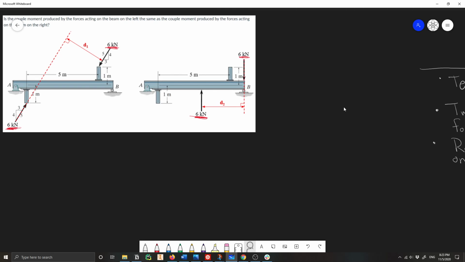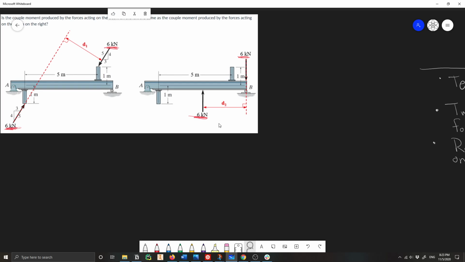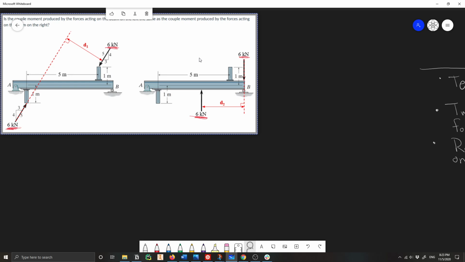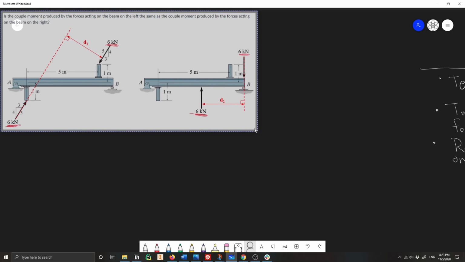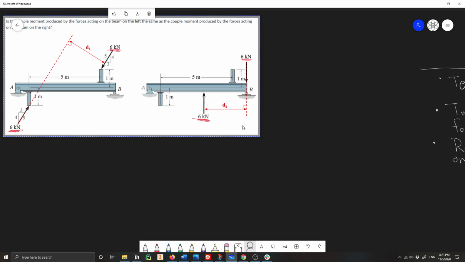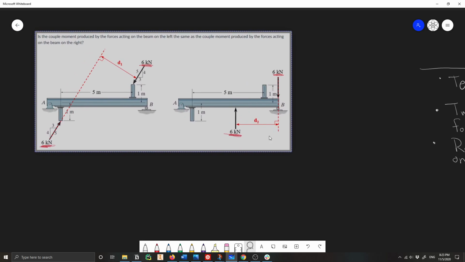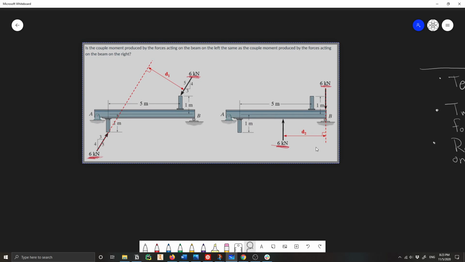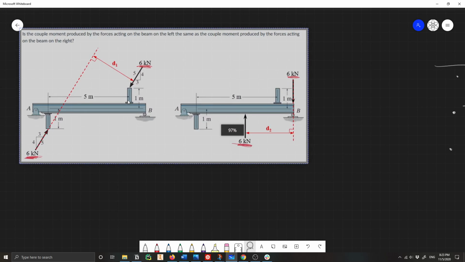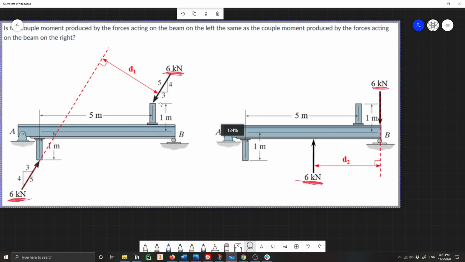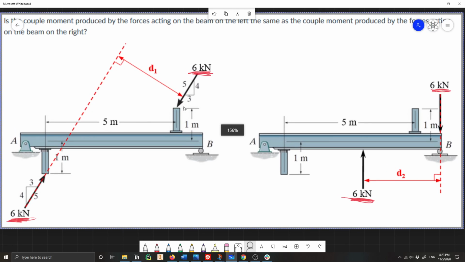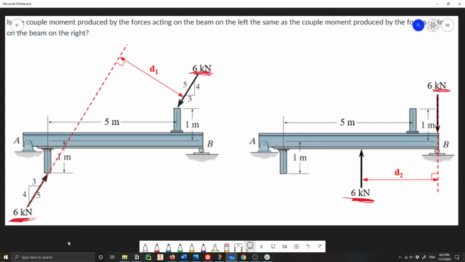So let's think about this again. So is the couple moment produced acting on the beam on the left the same as the couple moment acting on the right? Okay, so two things to notice. I'm actually going to blow this up a little bit if I can. Will it let me? Maybe not. No, but I can zoom in, so let's zoom in on it. Haha, I've outsmarted you. Okay.